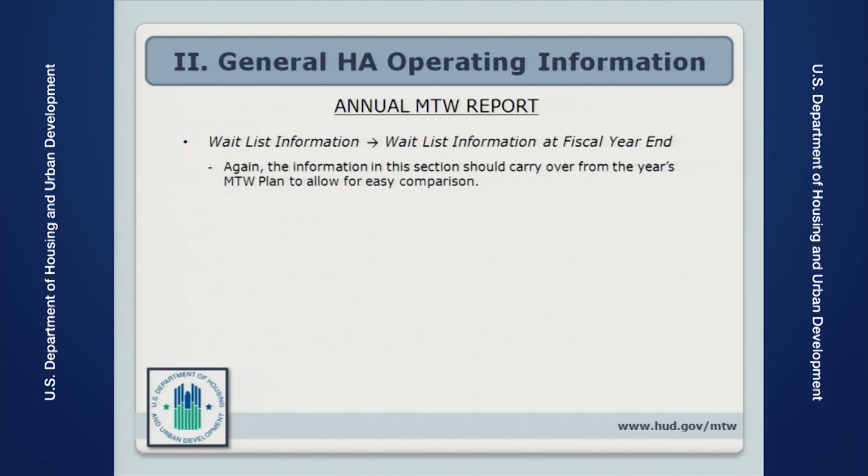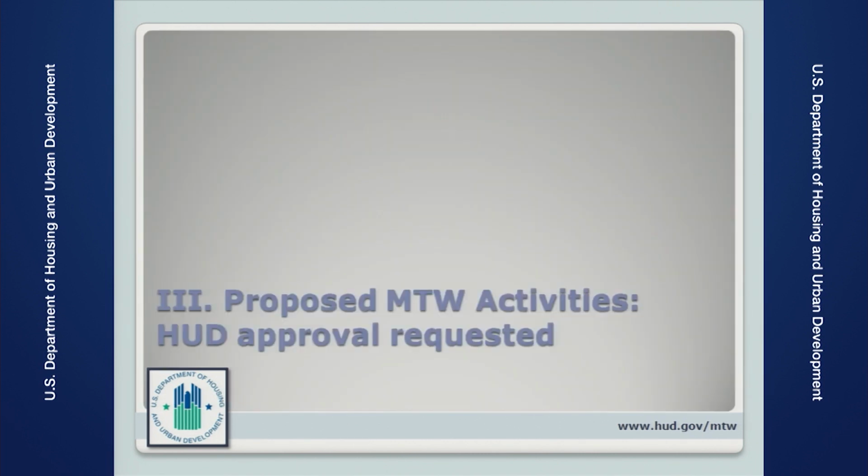Finally, in the MTW report, we have waitlist information. Similarly, as we've been saying, the information of the plan should carry over from the report to allow for easy comparison. So, where necessary, please provide that information. So now let's talk about proposed activities. These are the new activities that you're considering for the year and that you're requesting HUD approval for.